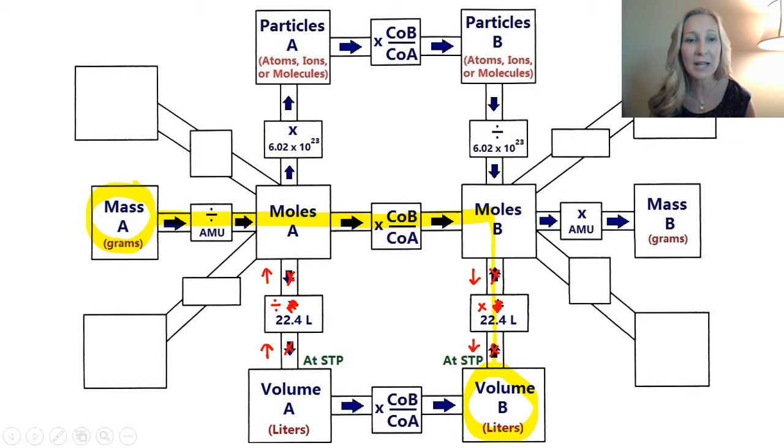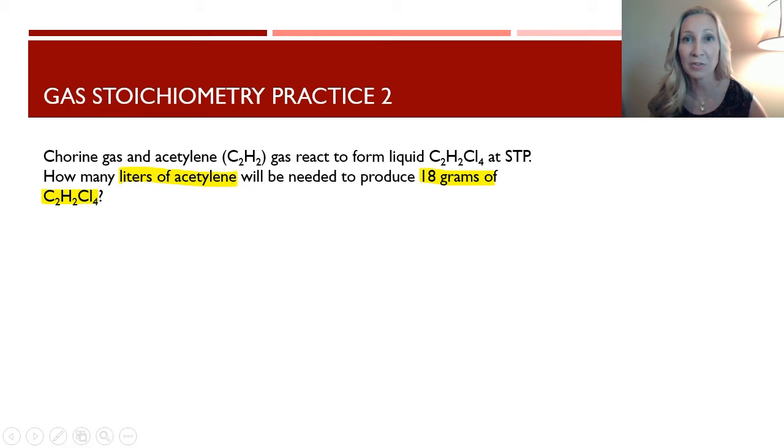So here's our plan of attack. We're going to divide by the AMU, or molar mass, of the substance A. Then we're going to multiply by the coefficient of B over the coefficient of A, and then we need to figure out how many liters that is. So we'll be multiplying by 22.4 because we're at STP.